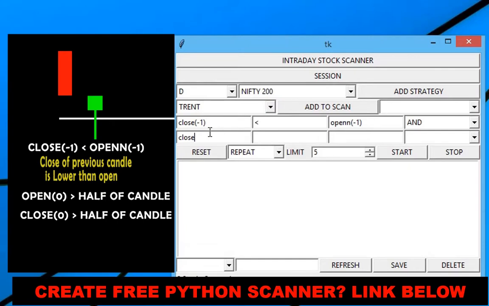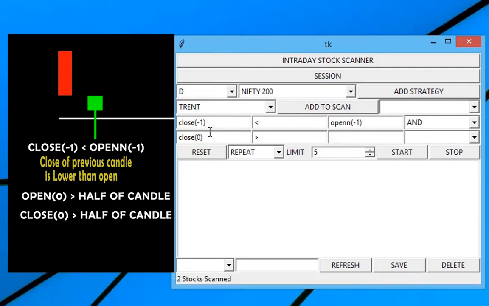Next condition is open of last candle should be above the half of the candle length. Final condition is close of last candle should be above the half of the candle length.